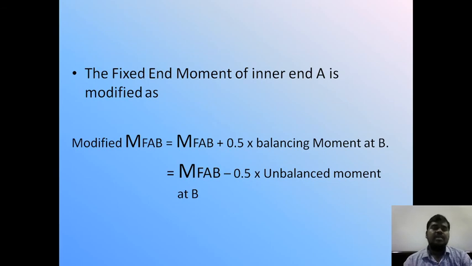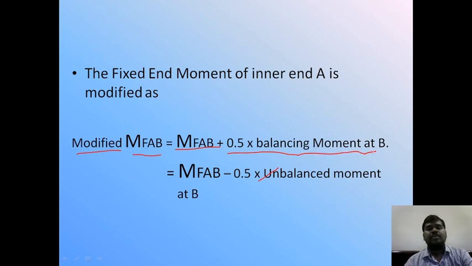The fixed end moment of inner end A is modified as MFAB. In the previous video you have seen MFAB plus 2 times the inner plus 1 time the outer, far end and near end contributions. In that, the modified MFAB has to be substituted in the case of any simply supported or continuous overhanging beam. So what does that modified MFAB tell? It is the initial MFAB plus 0.5 into the balancing moment at B.